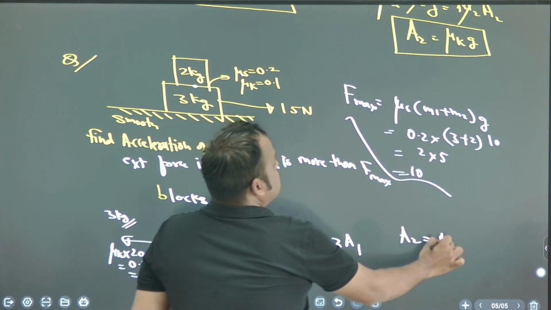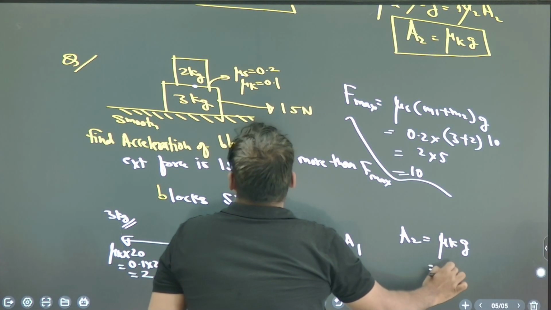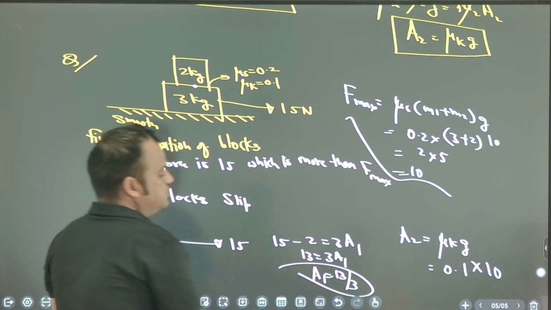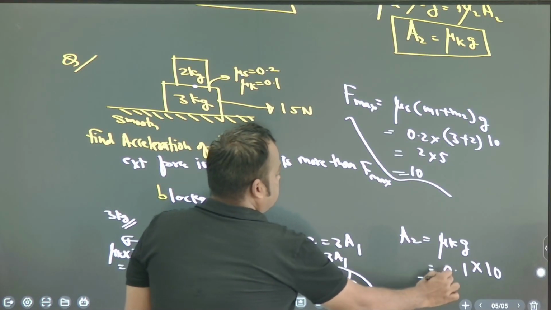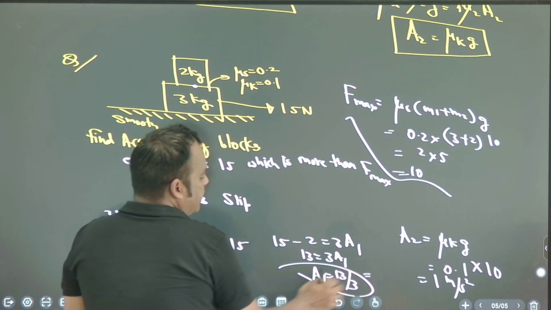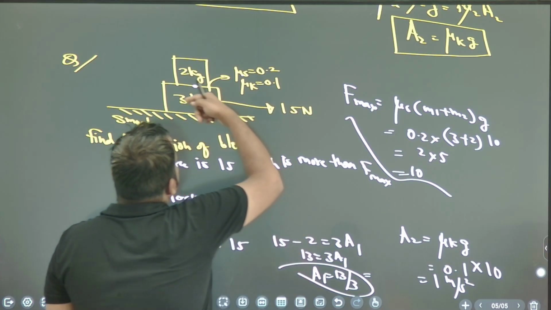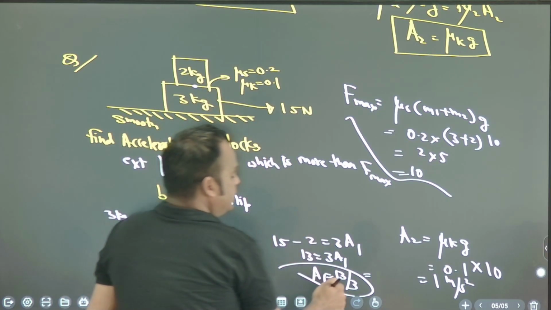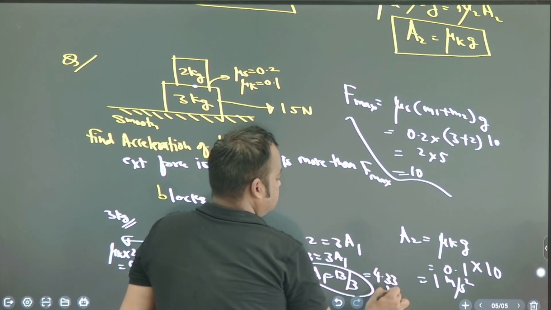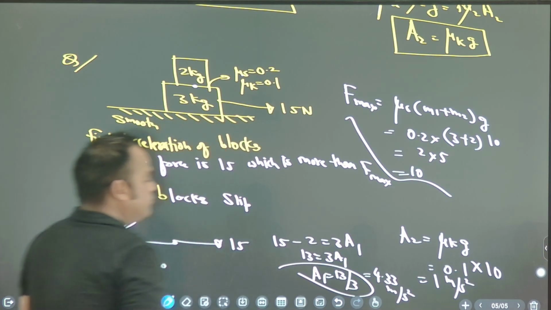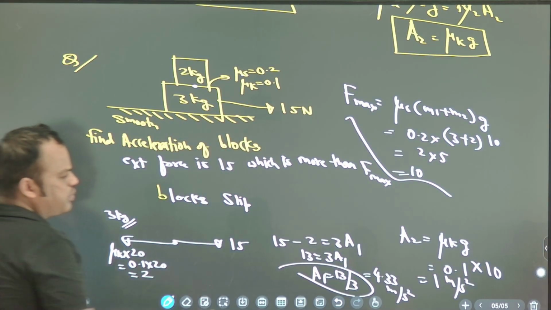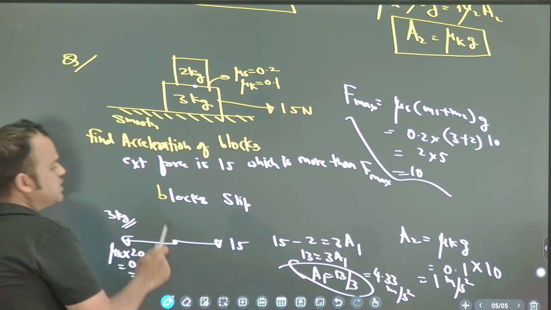And what is the acceleration of the second block? So for the second block it is mu k g. So 0.1 into 10, so 1 meter per second square. And acceleration of 3 kg is 4.33. Yes. Okay.